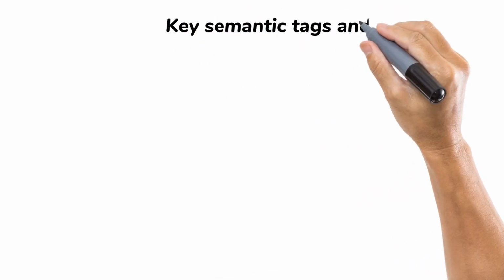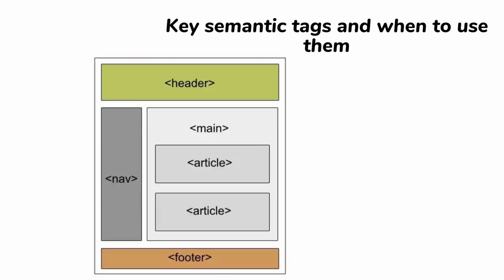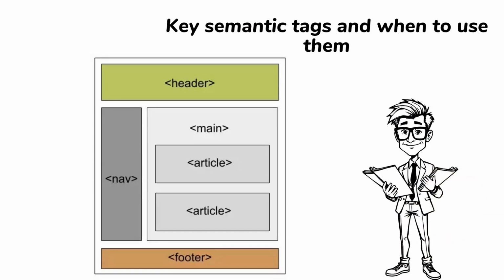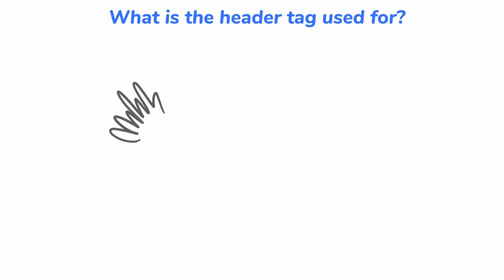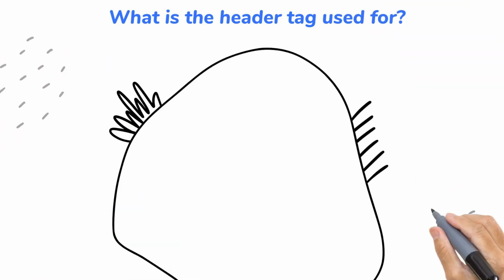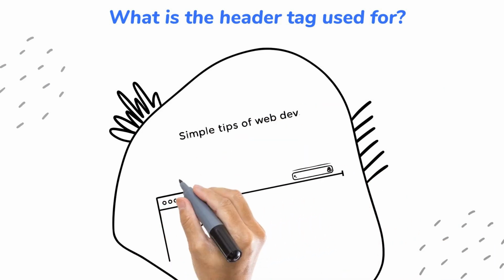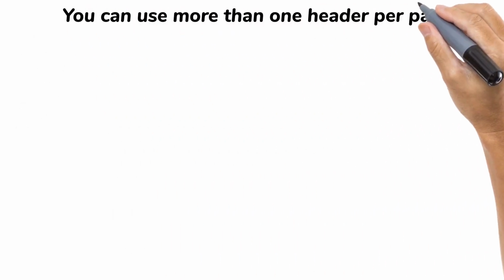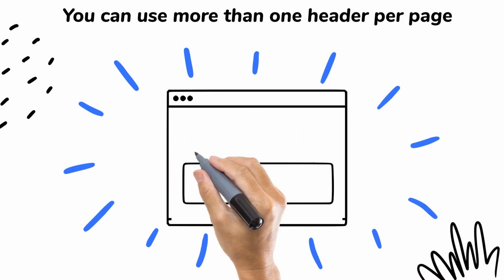Now let's break down the most important semantic tags and when to use them. The essential semantic tags, clear explanations plus examples. A header is the intro area for a page or a section. It often includes logo, site title, navigation, search. Example: header, my blog, simple tips for web dev. Important, you can have more than one header, like a header for the page and a header inside an article.